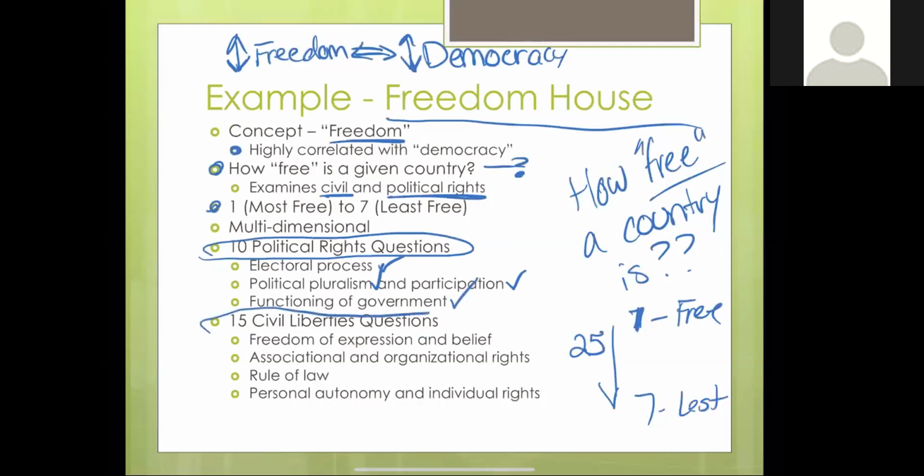And they're going to look at civil liberties questions. So do people have the ability to express themselves freely in their community to their government? Do they have the rights to believe what they want? Do you have the ability to organize if you want and to associate with different political organizations? Is there some functioning rule of law in that country? Do you have personal autonomy and individual rights for different types of behaviors and things that you might want to do? And they can score all of these on this 1 to 7 scale.